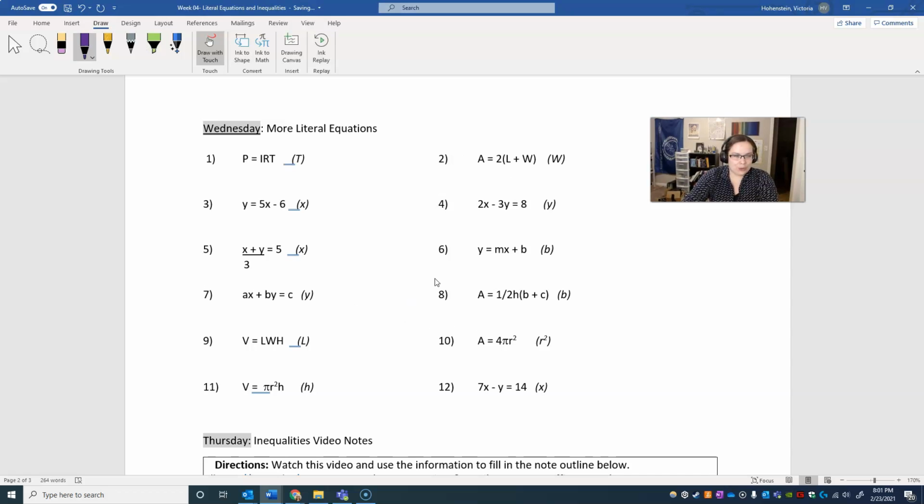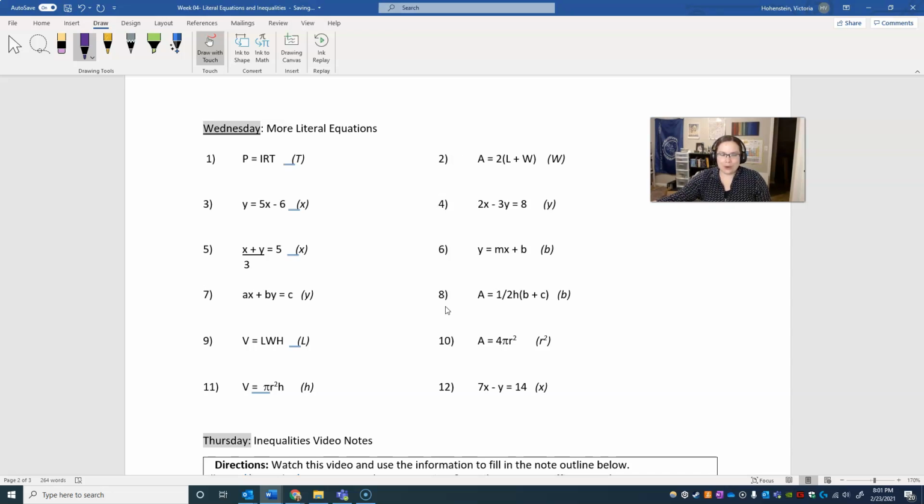So let me go ahead and work one that looks hard. I'll work number 8. So problem number 8 says A equals 1/2 H times the quantity B plus C. There's a couple different things I could do. I could distribute 1/2 H to the term inside the parentheses, but that would just make more things multiplied by B. I think it would make the problem more complicated rather than simpler.